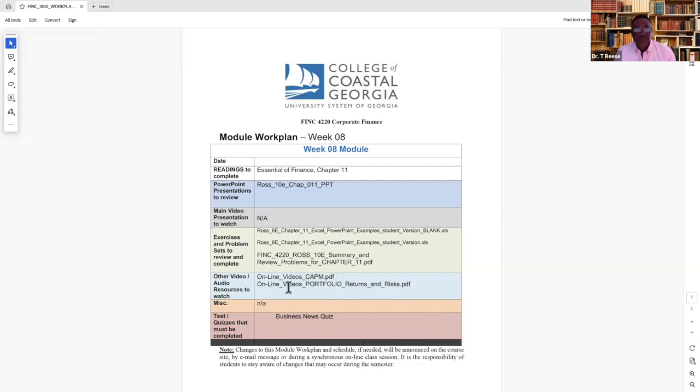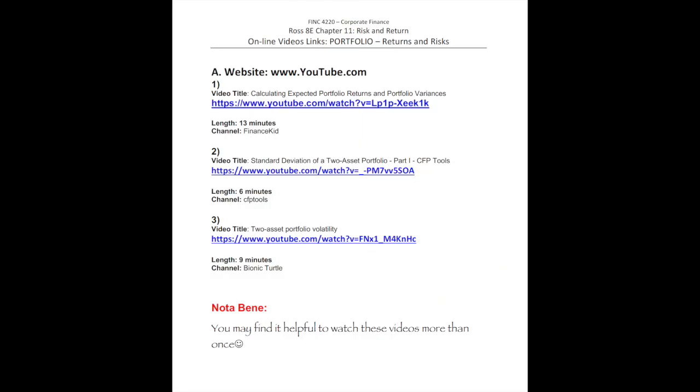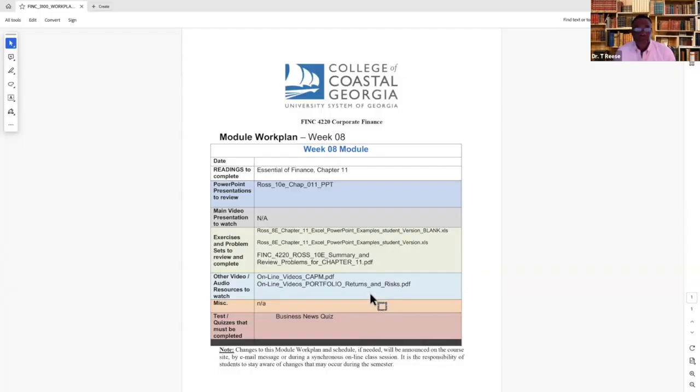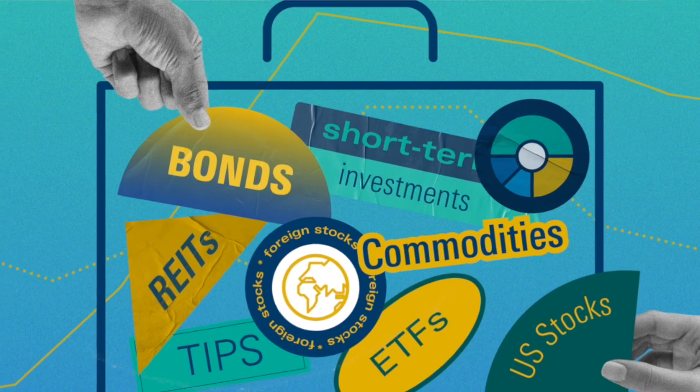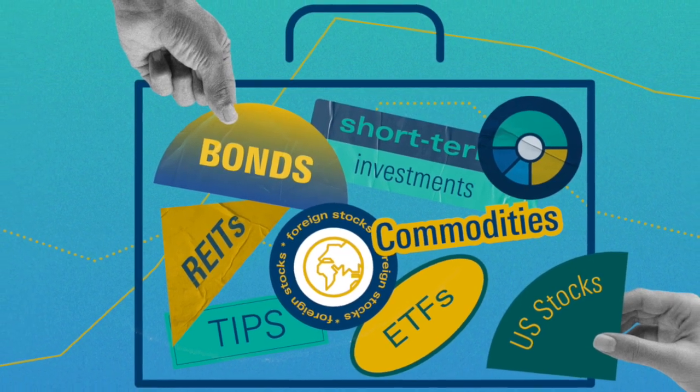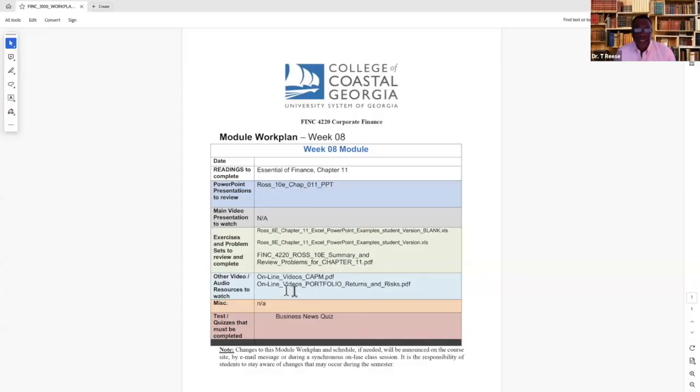And then the second PDF file is Online Video Portfolio Returns and Risk. Again, it walks you through how the composition of a portfolio impacts the returns and risk of that portfolio. A portfolio is a collection of investments, a collection of securities that are put together and managed together. And so again, this will help you understand how assembling a portfolio impacts returns and risk.